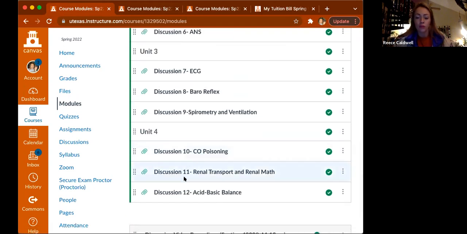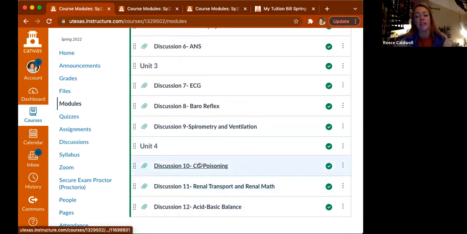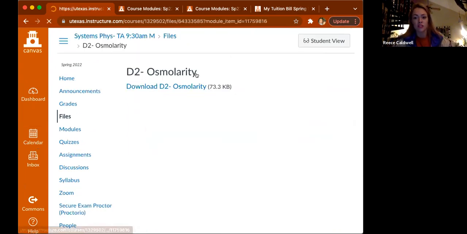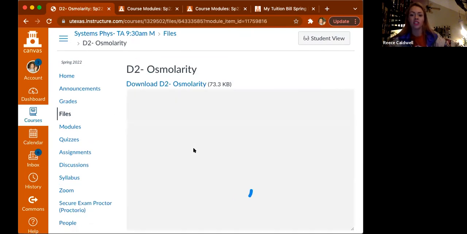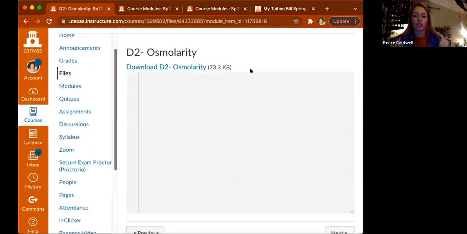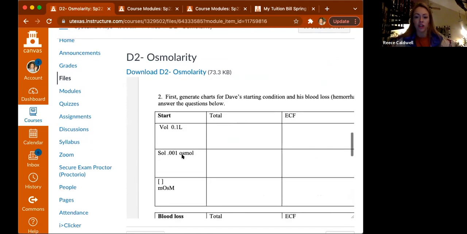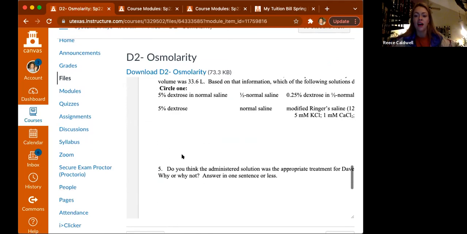Now, again, there are 12 worksheets in total. I would not recommend printing them all out right now. I would recommend printing them out maybe the weekend before class, because as you see with discussion worksheet 2, I changed it up a little bit from the original worksheet. All I did was add space for notes, add space for calculations, things like that.